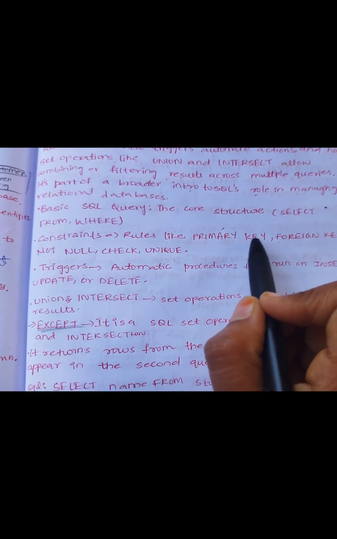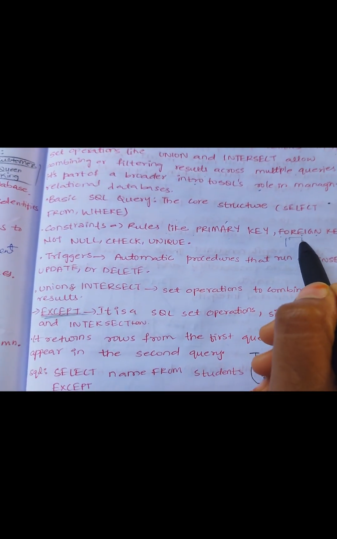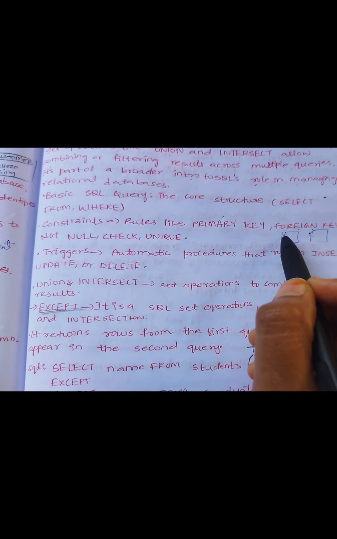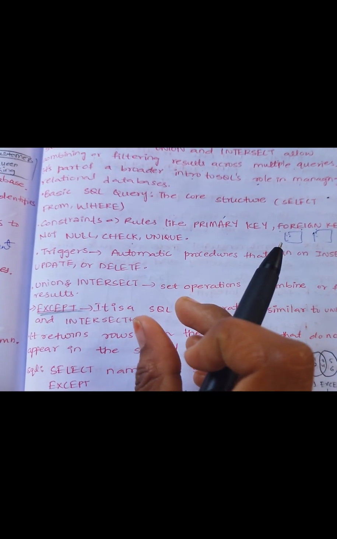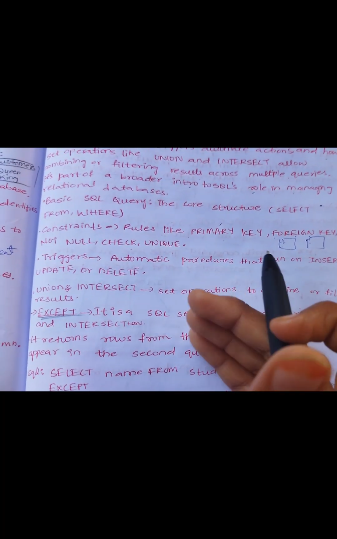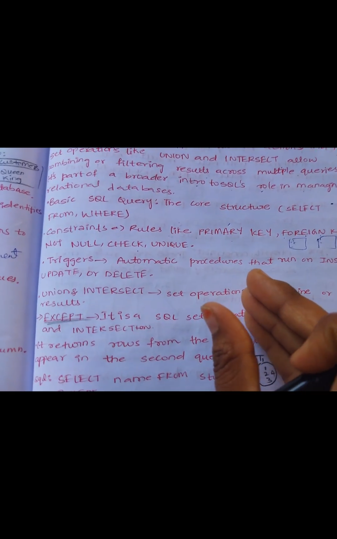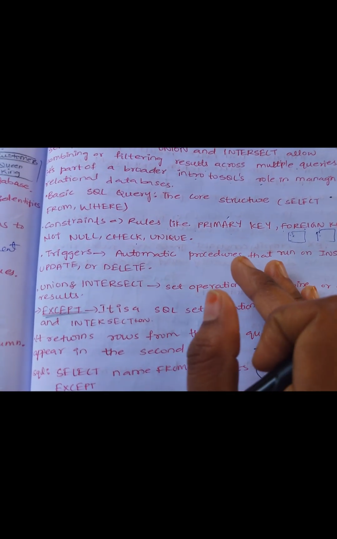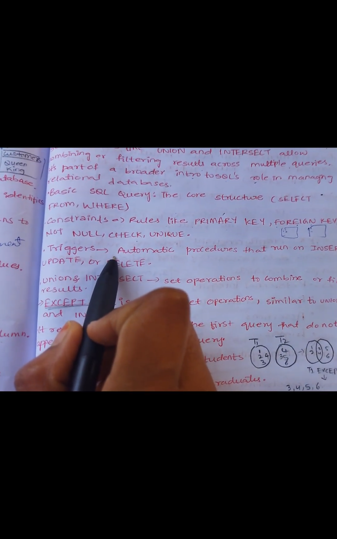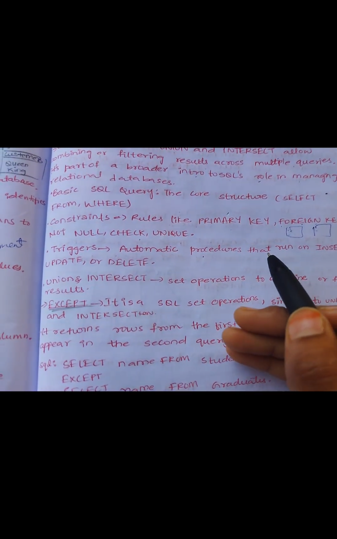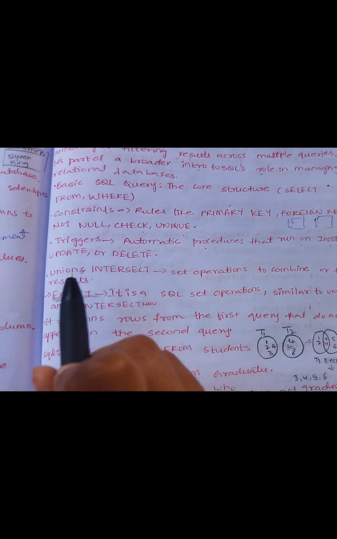Constraints are nothing but rules. Primary key does not contain duplicate values. For foreign key, it should contain some relation between two tables, like table A, table B. Not null should not contain null values. Check is used for checking whether a particular value is present in a table or not. Unique is a key used for not allowing duplicate values. Triggers are automatic procedures for inserting, updating, deleting that run on insert, update or delete.